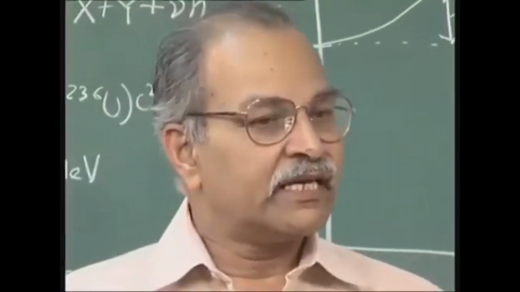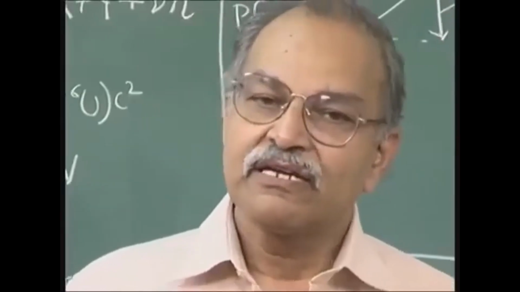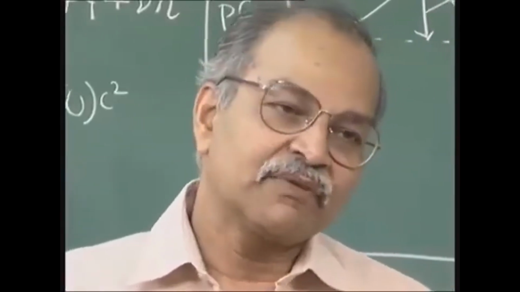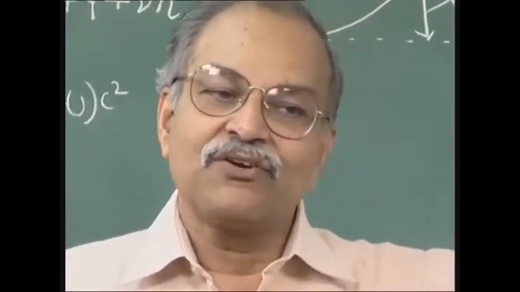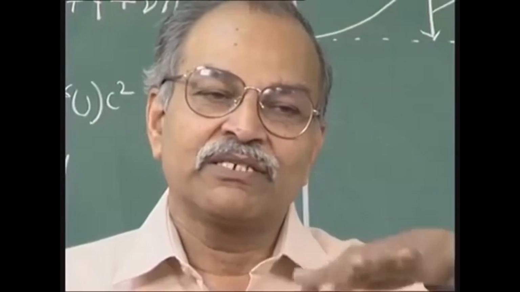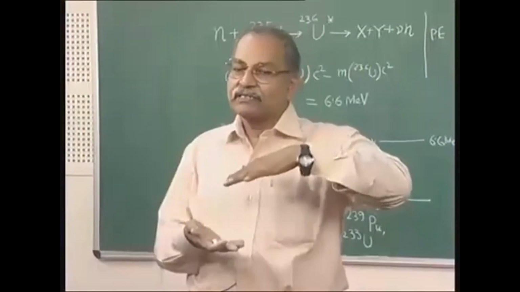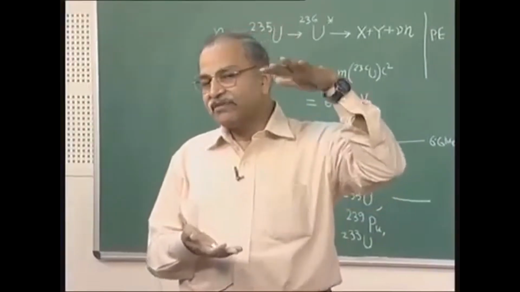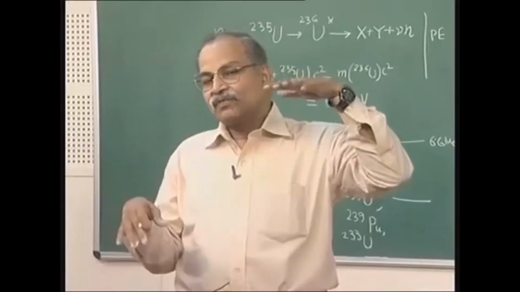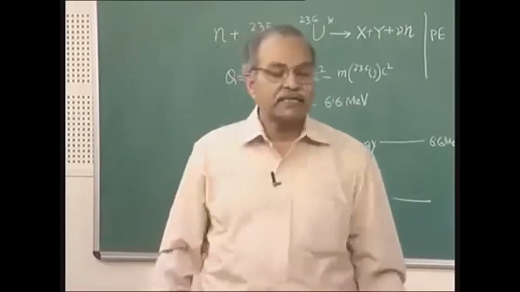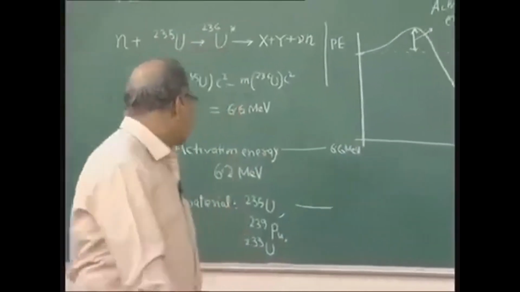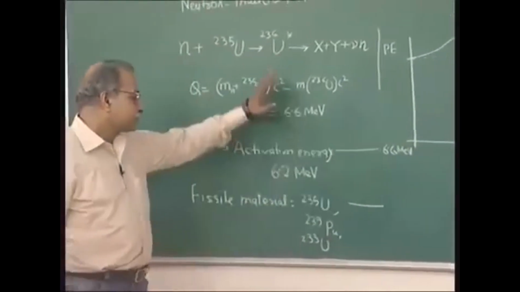It can decay through alpha decay, and the lifetime of that is something like 24 million years or so. So, only as long as this uranium-236 is in excited state above this barrier, it has a chance for fission. If it goes to its ground state, it will not fission. So, all those things happen.